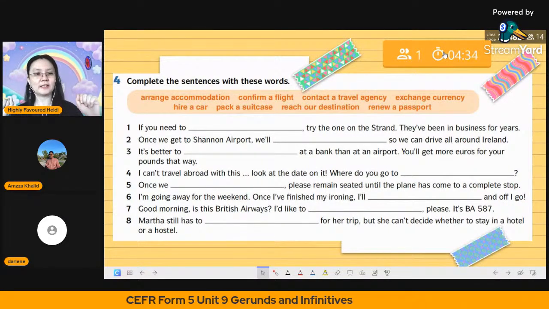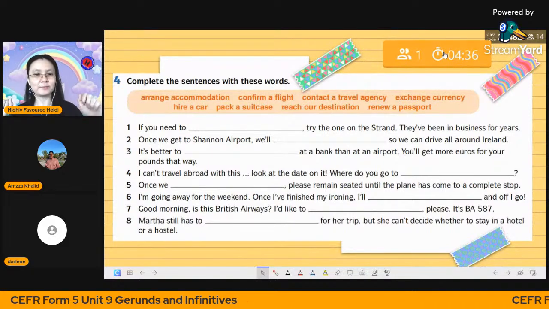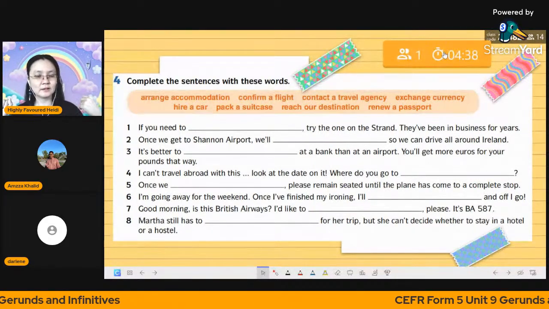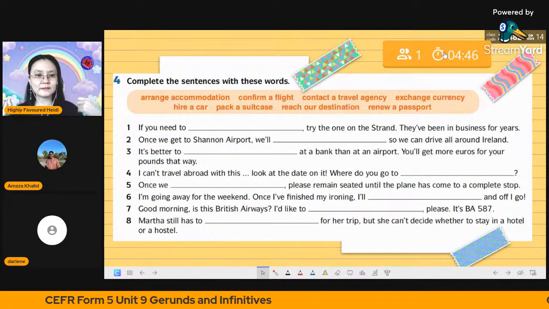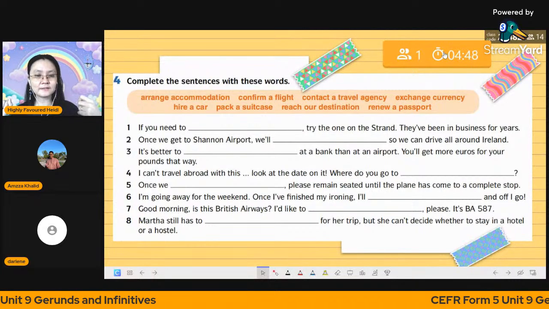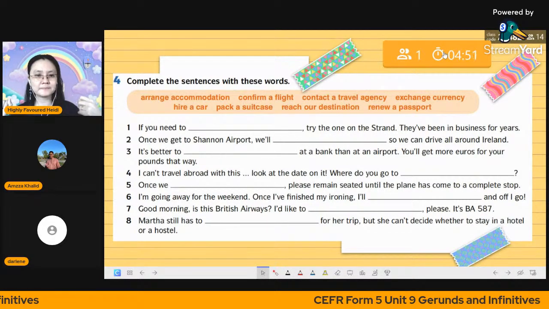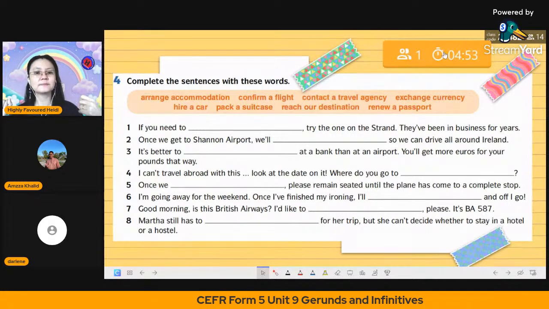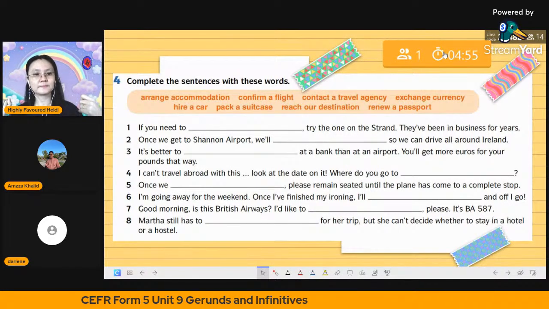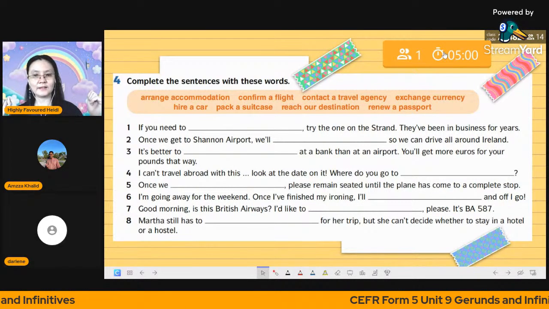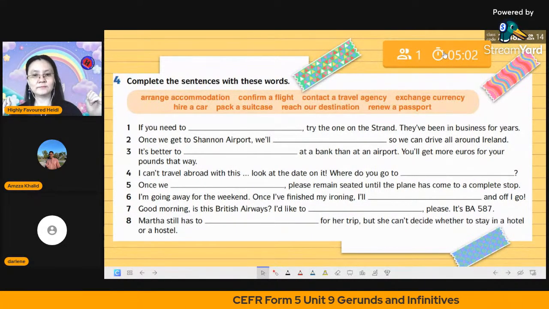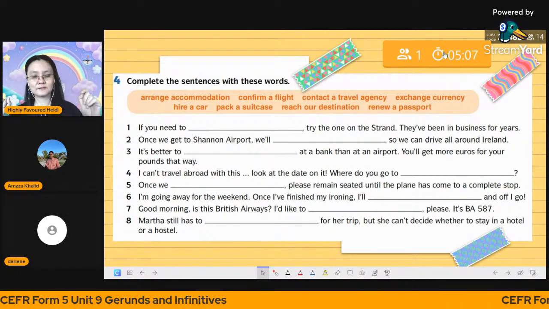Then number 7 and 8, Dalini. British Airways, correct. Dalini, can you read 7 and 8? Good morning. Is this British Airways? I'd like to confirm, please, it's BA 587. Okay. Martha still has to plan for her trip, but she can decide whether to stay in a hotel or a hostel.